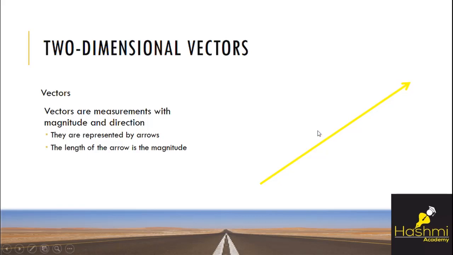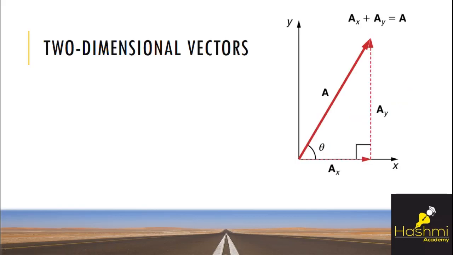The length of the arrow is your magnitude, and the direction the arrow points gives you the direction of that particular vector. Two-dimensional vectors can be written like this. If you draw a vector in the xy plane, it could look like this.